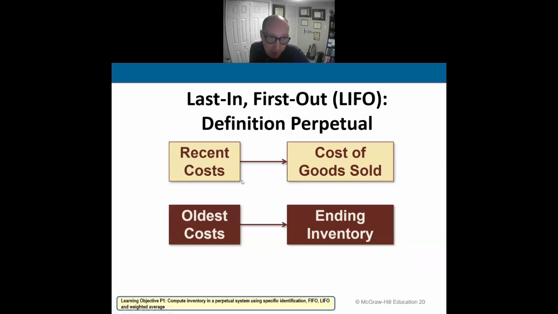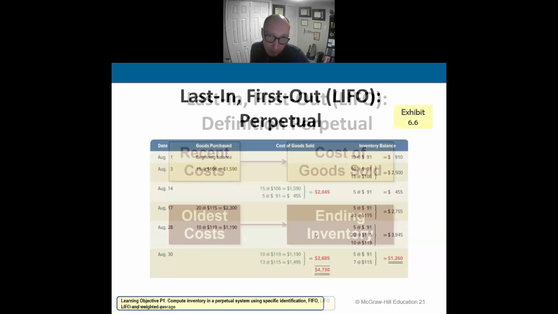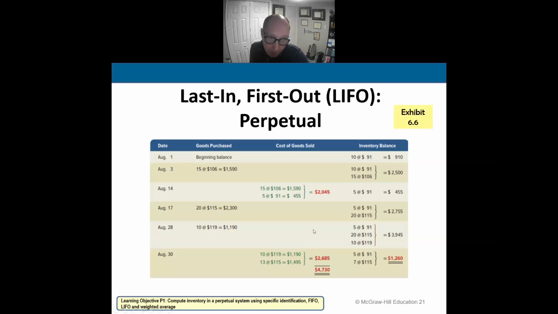Under the last in, first out method, the most recent cost is our cost of goods sold. And our oldest cost is our ending inventory because it's last in, first out. So here's our month again, beginning balance, plus our purchases. The last purchase I made was on August 28th for $1,190. That will be my cost of goods sold for the month because I'm using the last in, first out method.